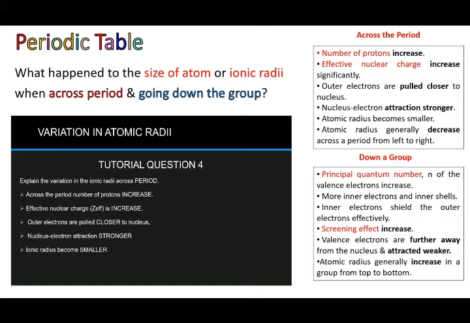Tutorial question 4. Explain the variation in the ionic radii across period. Okay, our first point is across the period, number of proton is increased. Effective nuclear charge, ZEF, is increased. If proton number increase, effective nuclear charge also increase. And the outer electrons are pulled closer to nucleus because the attraction between nucleus and electron are stronger. So, ionic radius become smaller. Okay, that's all from me. Thank you.